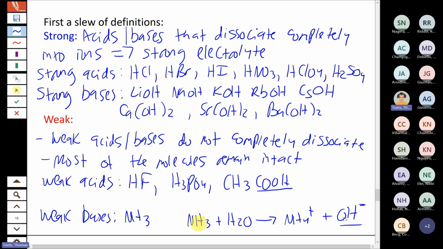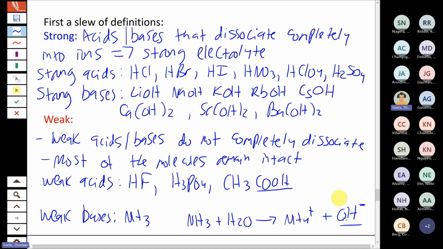It's not a complete reaction. Most of it stays as NH3, but a little bit of it is going to react with water to make some OH-, which is why it would be classified as a weak base. All right, but you don't have to fully internalize that as long as you remember that NH3 is a weak base. All right, so any questions on just the definitions and categorizations of acids and bases?